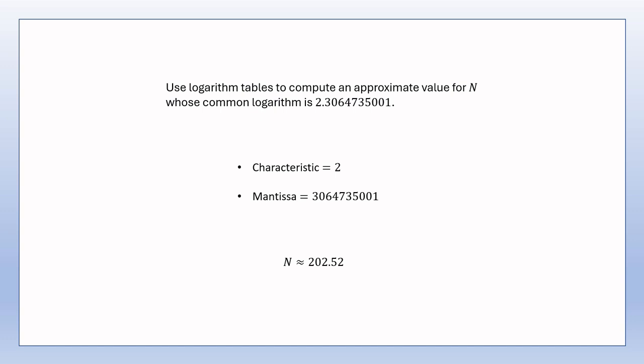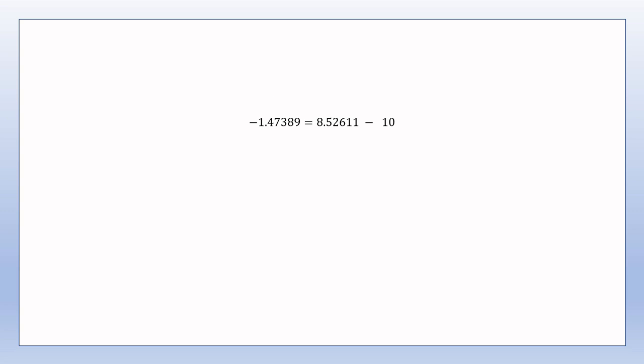Also, there's another problem. If I want to find a number whose logarithm is, say, minus 1.47389, because 47389 is not the correct mantissa to use here, it's common to write a negative number which represents a logarithm such as minus 1.47389 as minus 1.47389 equals 8.52611 minus 10, where 52611 is the correct mantissa to use, and the minus 10 reminds me that it's actually minus 1.47389 that I'm working with, and thus the characteristic is minus 2.